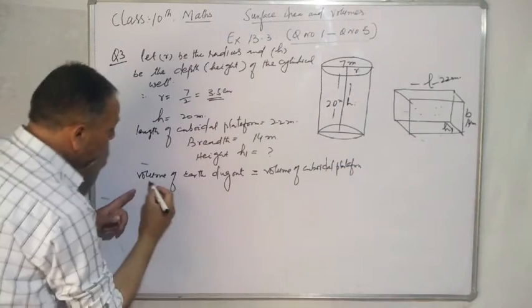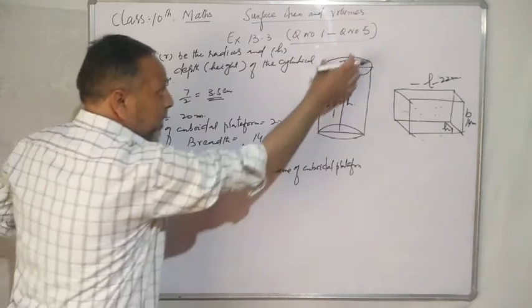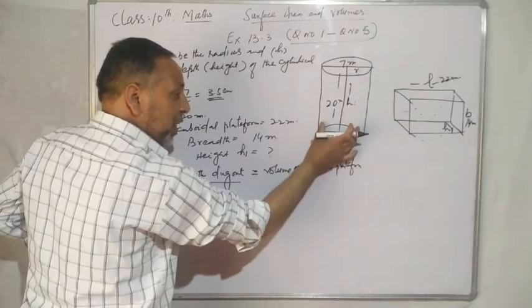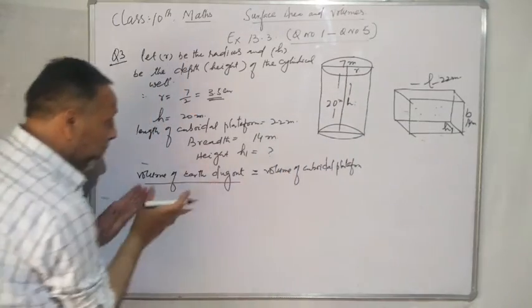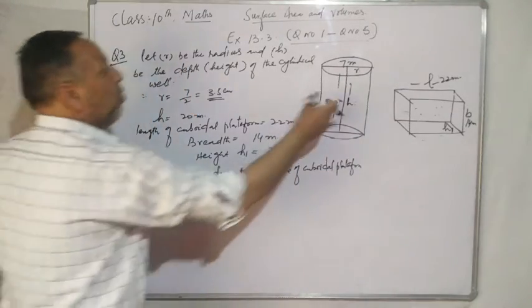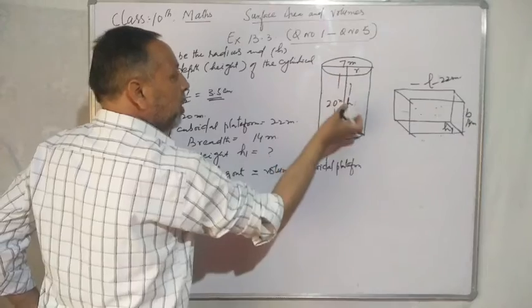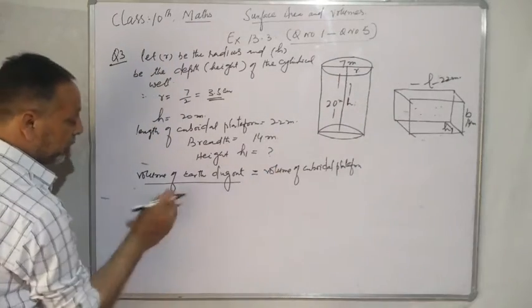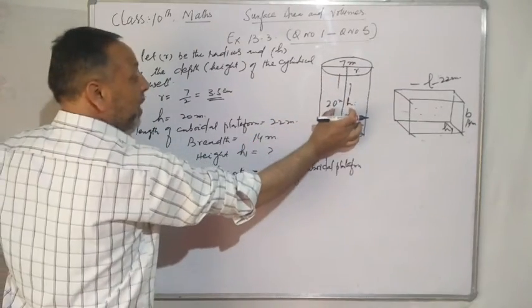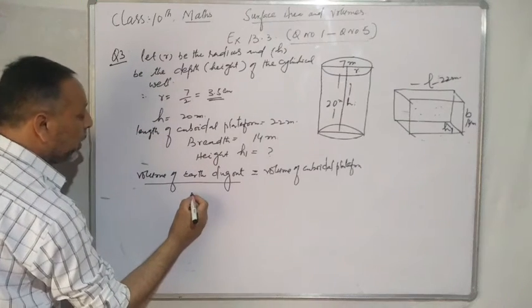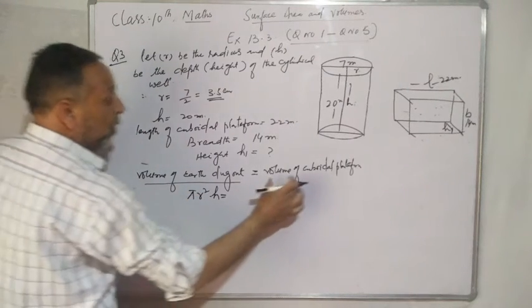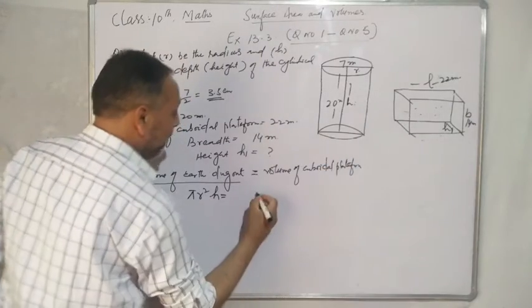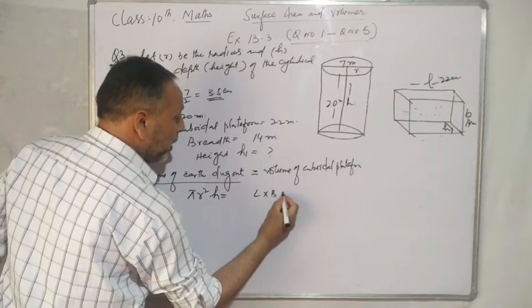Volume of earth dug out, since the well is in a cylindrical shape, यहाँ जो कुआं है वो cylindrical shape में है, तो जो अर्थ वहां से dug out होगी वो volume of the cylinder होगा. Volume of earth is same as the volume of cylindrical well, so therefore it is pi r square h is equal volume of cuboidal platform, it is length into breadth into height.